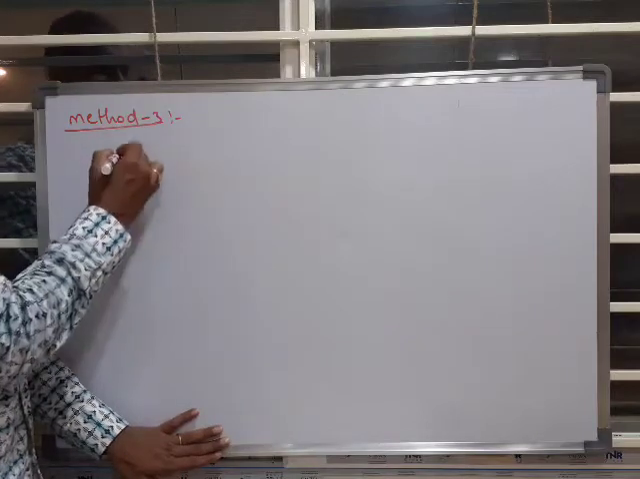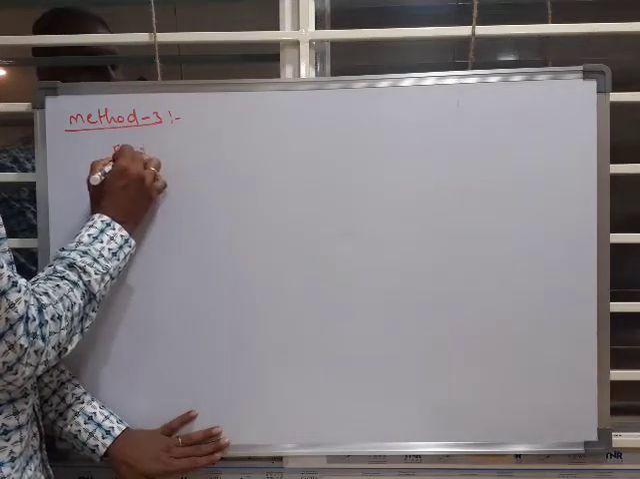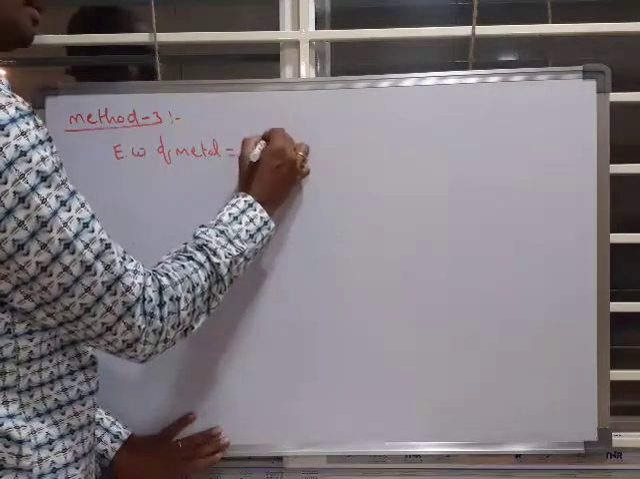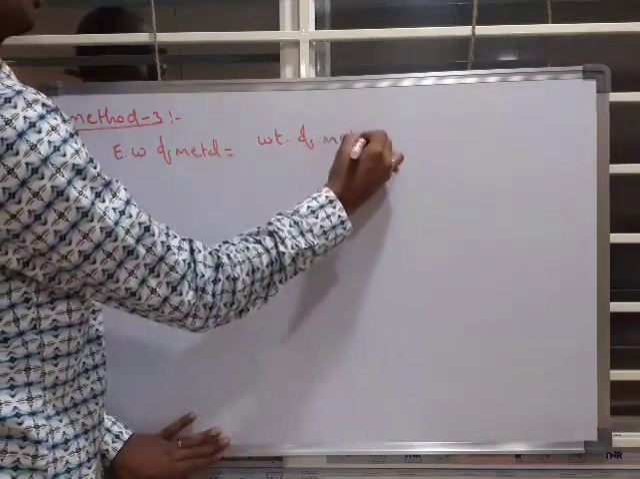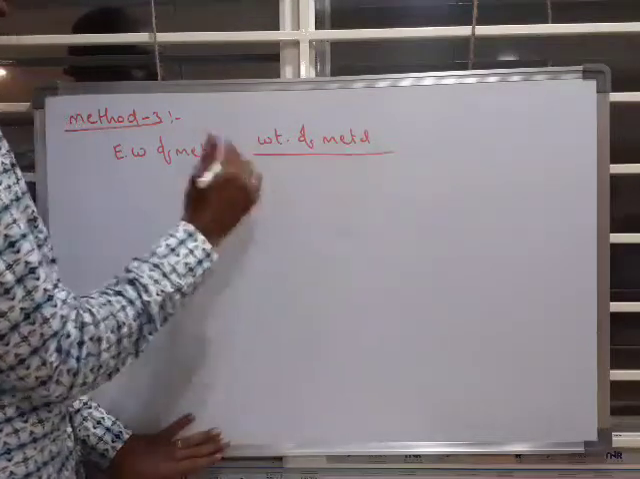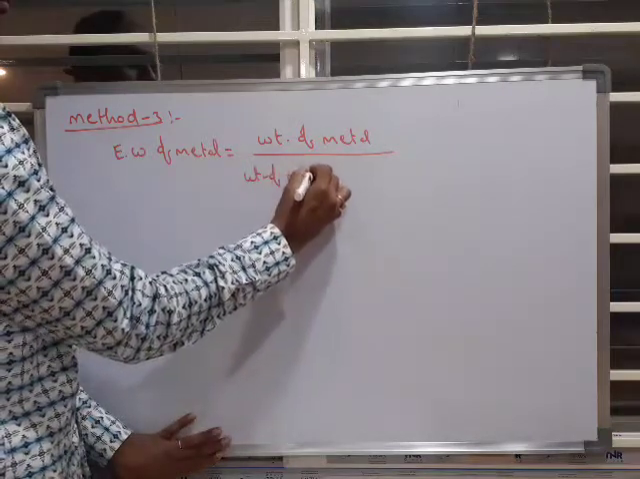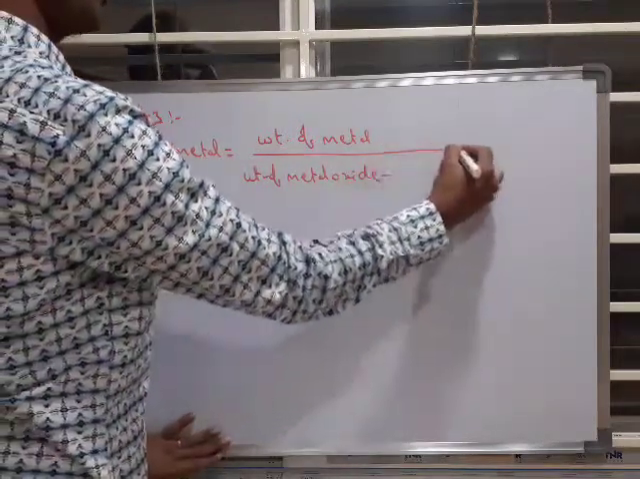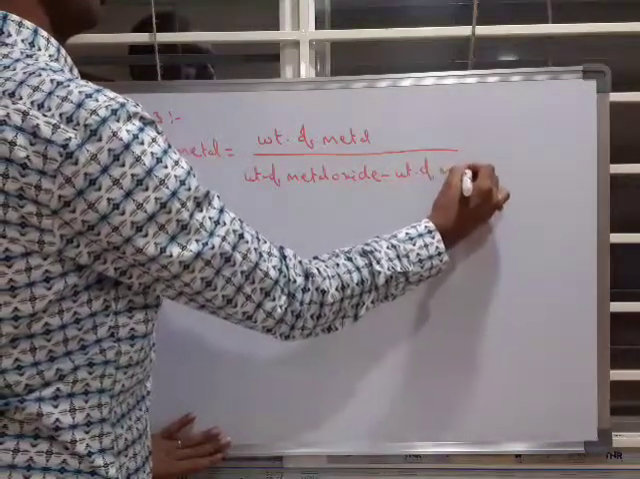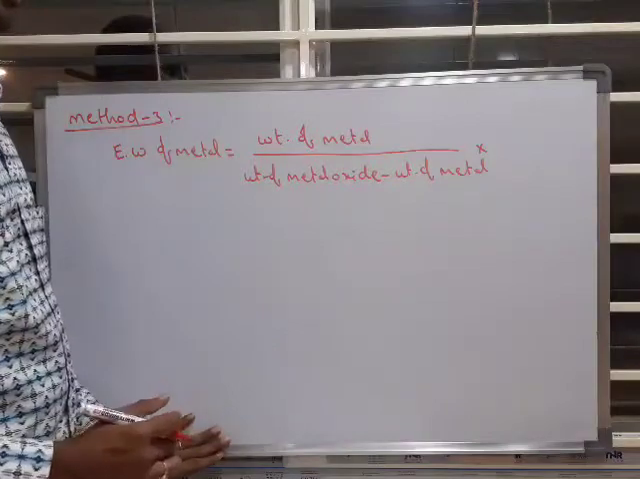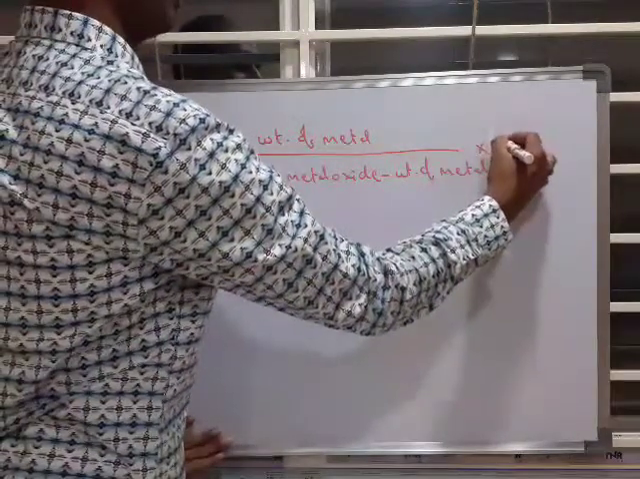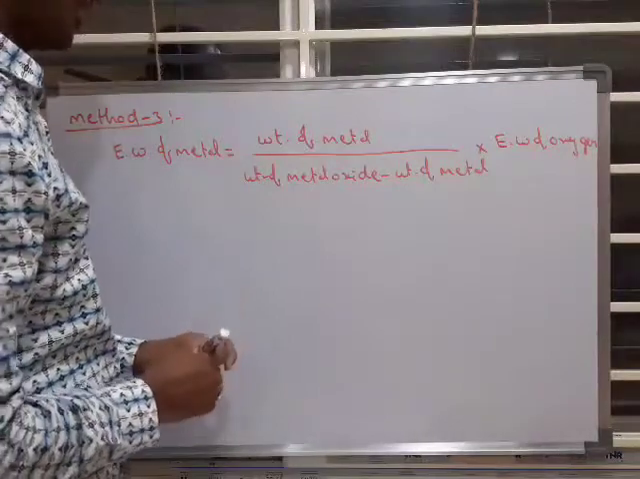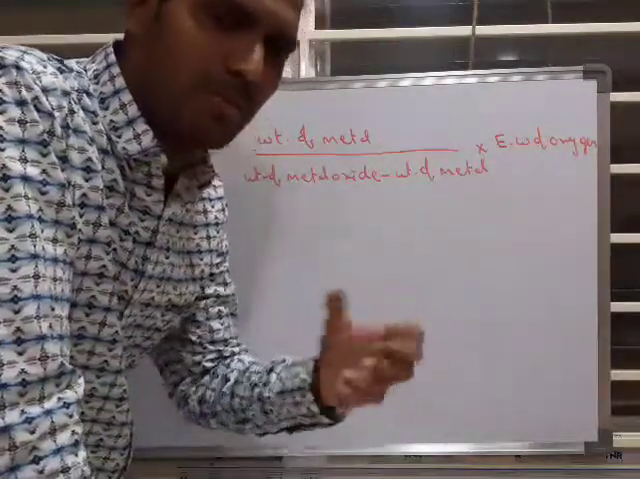So method 3. The equivalent weight of metal is equal to weight of metal by weight of metal oxide minus weight of metal, into equivalent weight of oxygen. This is the direct formula. So actually the second method is simple, we modify it and write this formula.